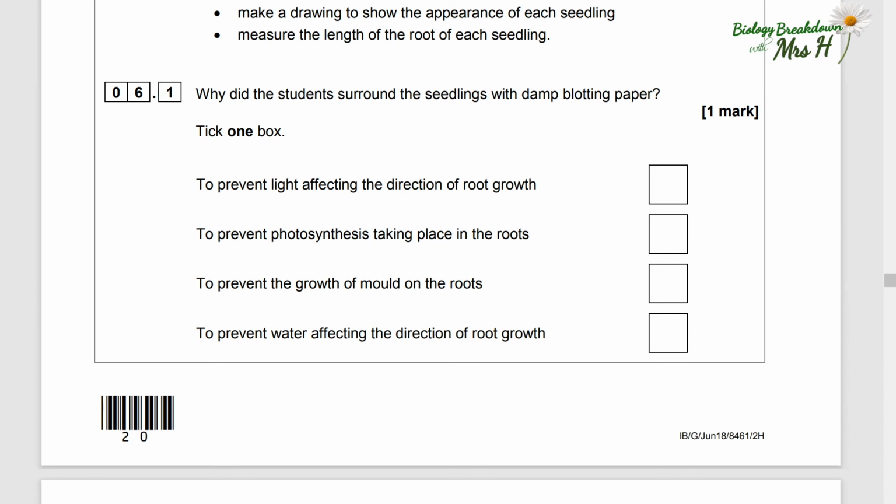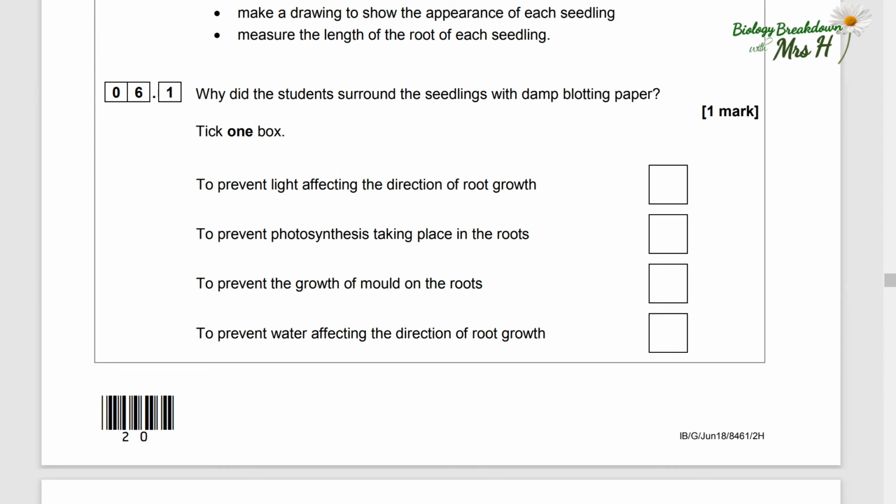Is it to prevent photosynthesis taking place in roots? Well, photosynthesis doesn't take place in roots, there's no chloroplast there, and like we said before, they don't need light. To prevent growth of mould on the roots, I'm not sure how that's going to help. If anything, that would encourage it.